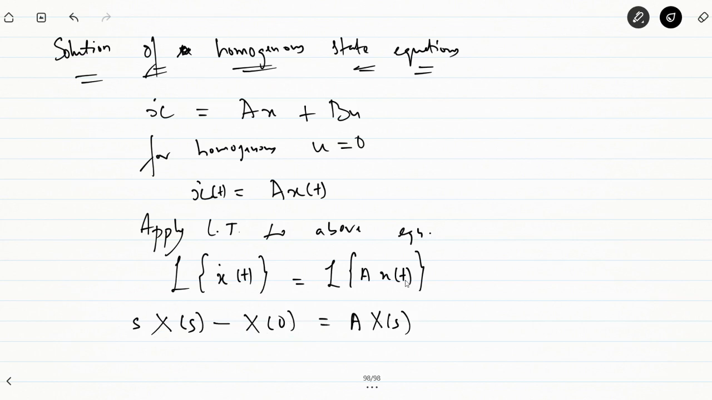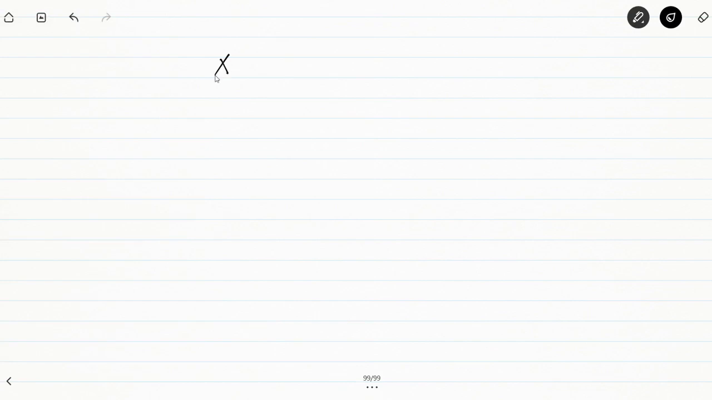Minus is equal to a times x of s. So you have s x of s minus a x of s is equal to x0. Fine. Taking x of s common, post common, inside you get s times the identity matrix minus a, is equal to x0.